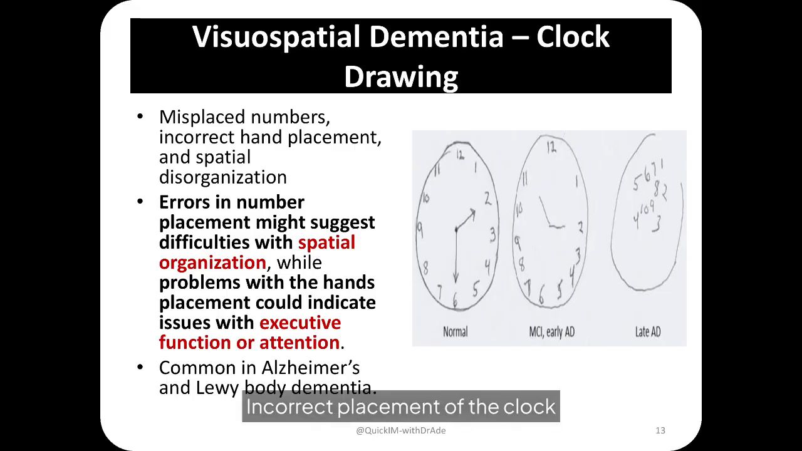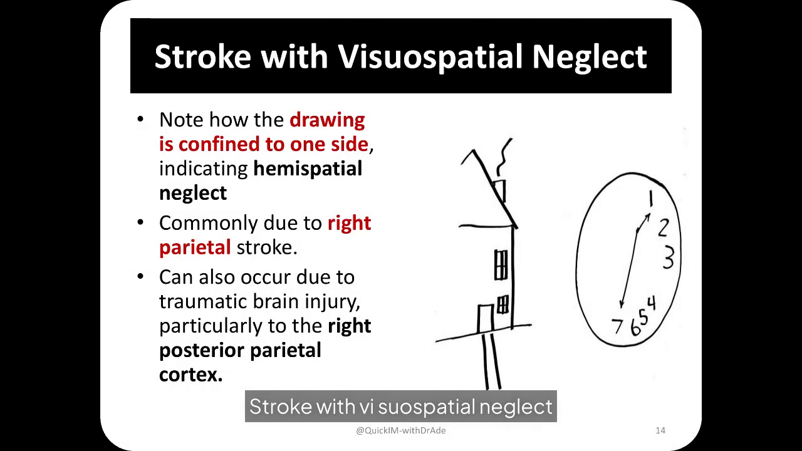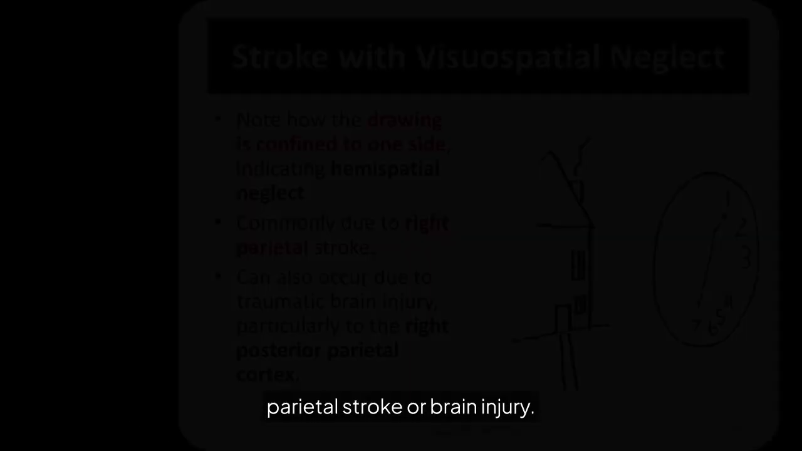organization. Incorrect placement of the clock hands suggests deficits in executive functioning such as planning, sequencing, and attention. Stroke with visuospatial neglect often results in drawings confined to one side, indicating hemispatial neglect. This is commonly due to right parietal stroke or brain injury.